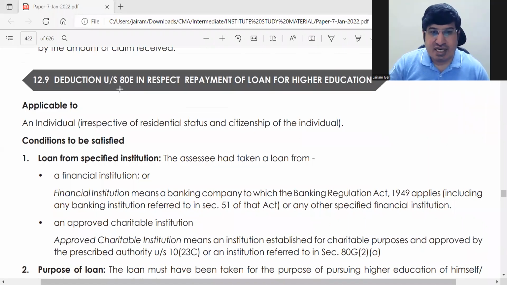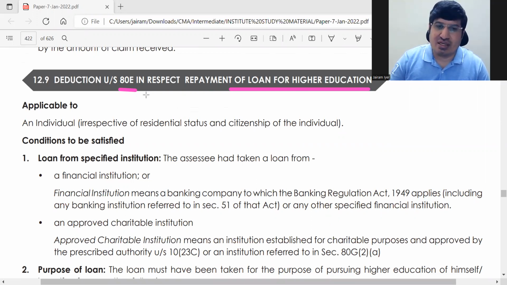Next is 80E. This is repayment of loan taken for higher education. Any education loan which you take, you will get deduction under 80E. Good thing is that whatever interest you pay, the whole thing is deductible. So you'll get a deduction for entire interest paid without any limit. That's the main thing here. It's applicable to only individual, but it is any individual.